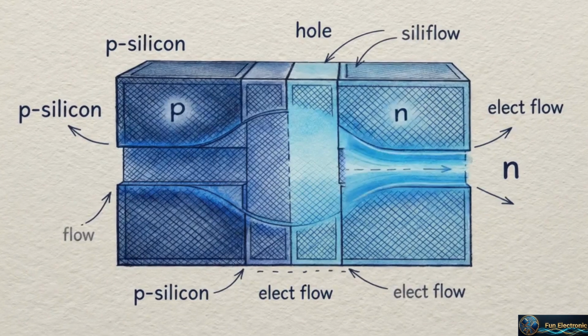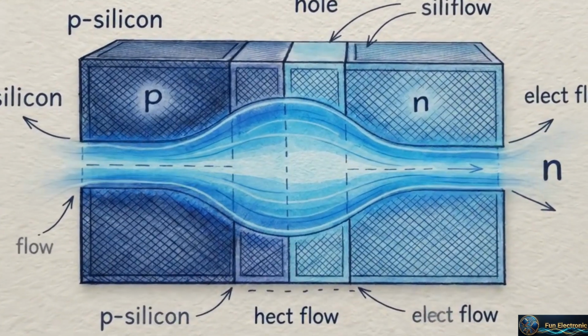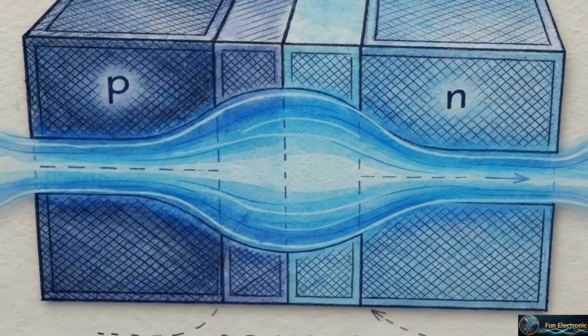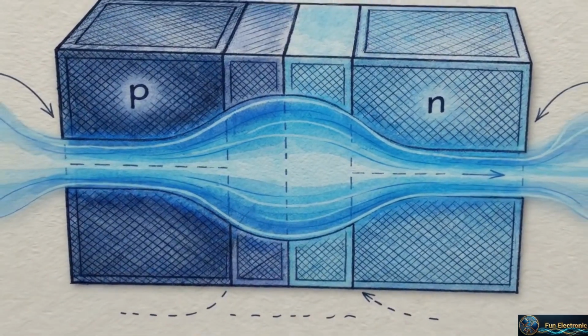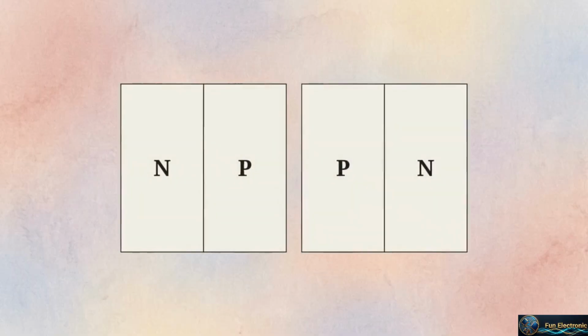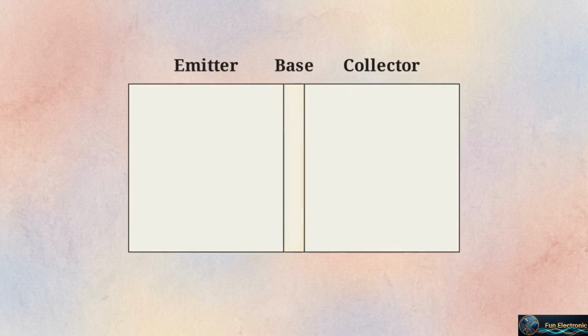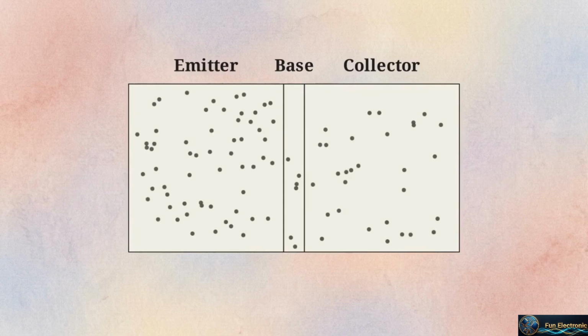Let's scale down to the microscopic level of a semiconductor wafer. A standard diode uses a single PN junction to guide electricity in one direction. A bipolar junction transistor merges two of these junctions back-to-back into a three-layer block. These sections are the emitter, base, and collector. The middle base layer is incredibly thin and lightly doped with impurities compared to the heavily doped emitter.